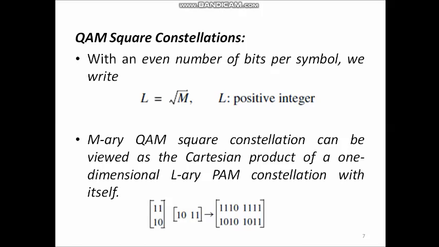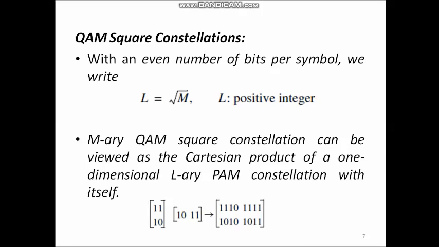So, to construct this M-ary QAM square constellation, first we need to consider the L-ary PAM, pulse amplitude modulated signal constellation. Then take the Cartesian product of that constellation with itself. It gives the required M-ary QAM square constellation. So, by definition, this Cartesian product refers to writing the set of all ordered pairs of coordinates, where the first coordinate is taken from the first set and the second coordinate from the second set.